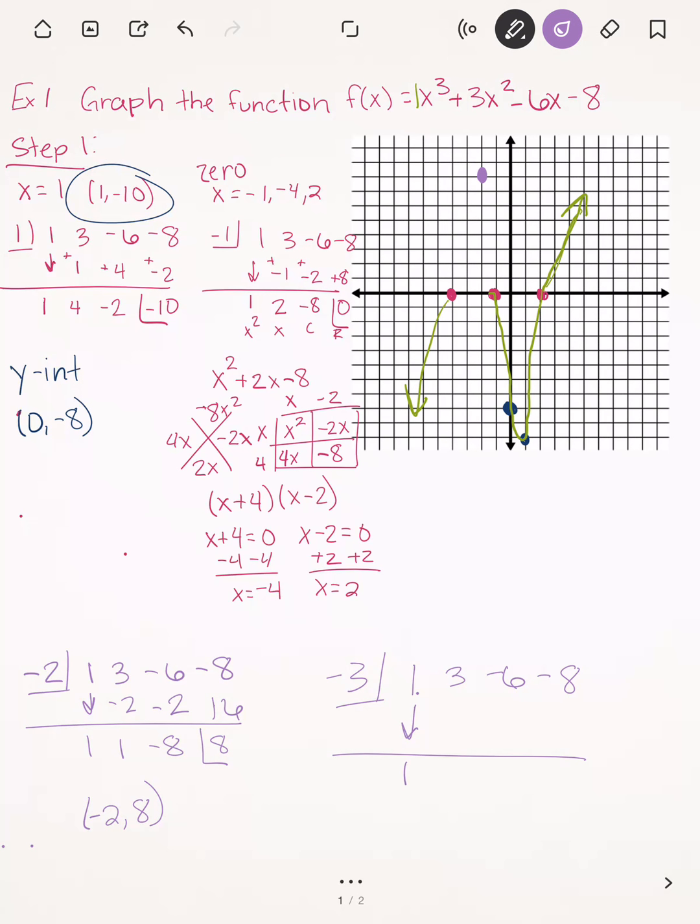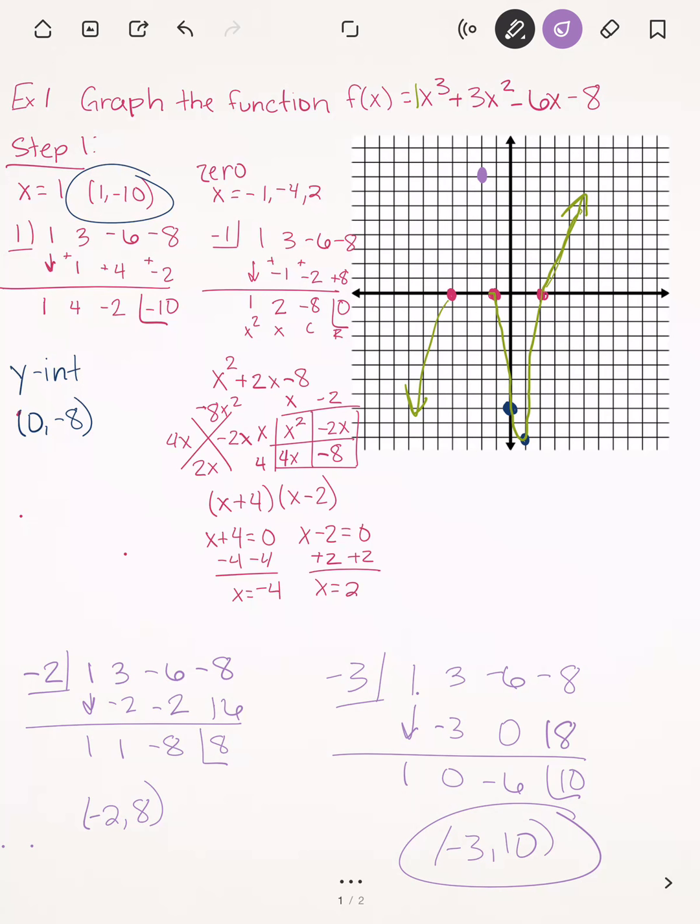So I bring down my first term. -3 times 1 is a -3. 3 plus a -3 is 0. -3 times 0 is 0. -6 plus 0 is a -6. -3 times -6 is a +18. And then I add those and I get a +10. So now I have a point at -3, +10.